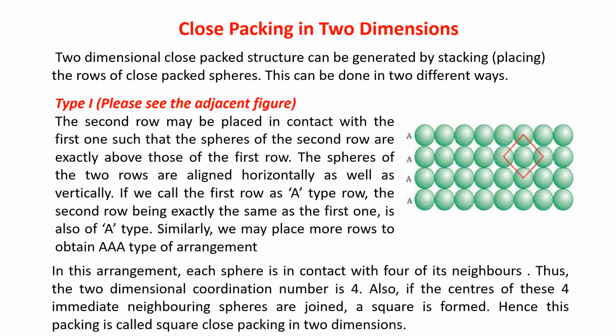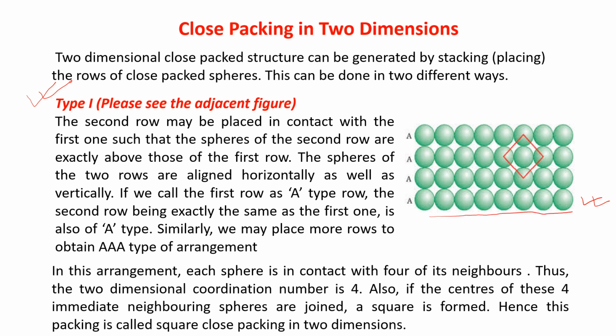Now this is close packing in 2 dimensions. In 2 dimensional close packing, we have 2 types, depending upon the arrangement of the atoms. Let me first tell you about the first type. Please see the figure. This is the first layer, the first row. The atoms or spheres are arranged in this way.